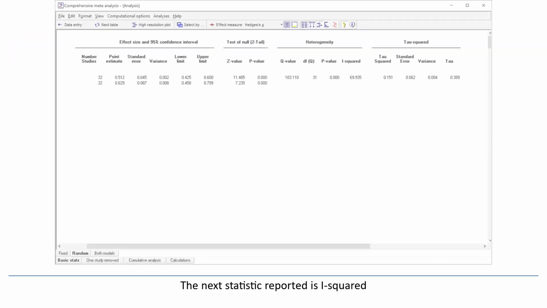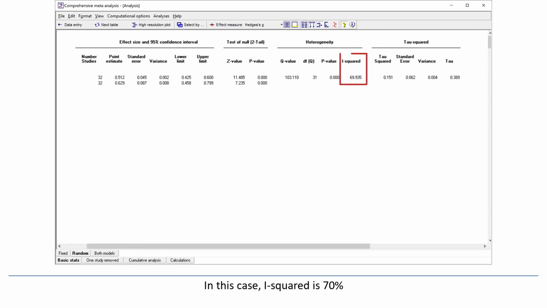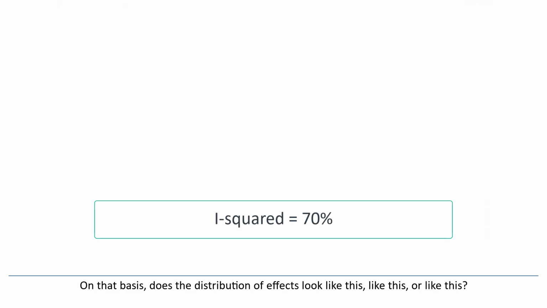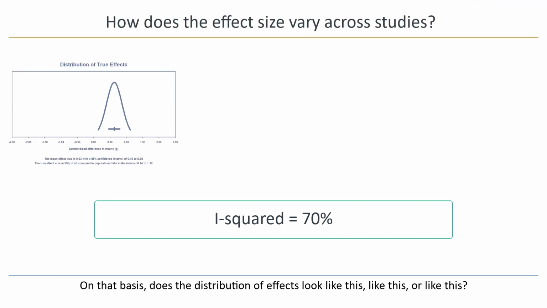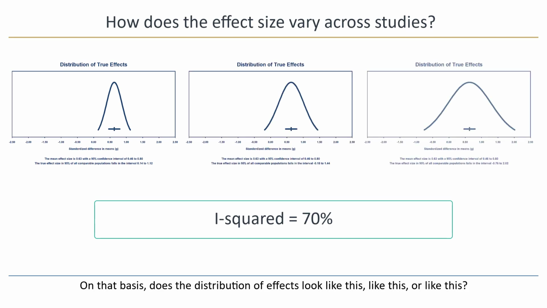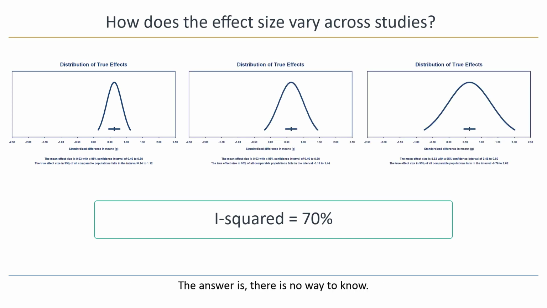The next statistic reported is I-squared. In this case, I-squared is 70%. On that basis, does the distribution of effects look like this, or like this? The answer is there is no way to know. It could be any of these.